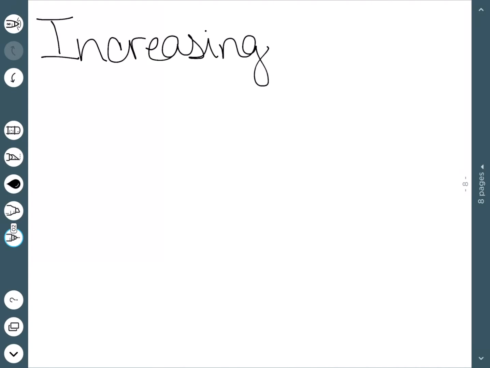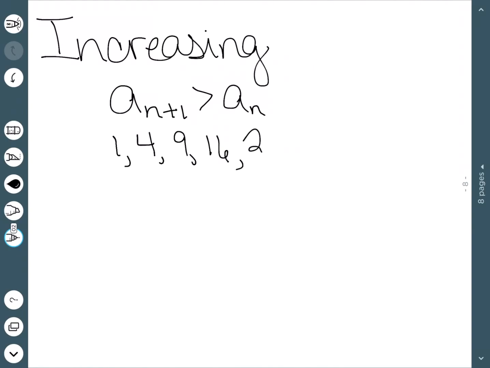Now that we have a basic understanding of sequences, let's talk about a few of the different definitions that represent types of sequences. The first is an increasing sequence. And this means exactly what you would expect. It means every term is bigger than the one before it. Something like 1, 4, 9, 16, 25, etc. is an increasing sequence.